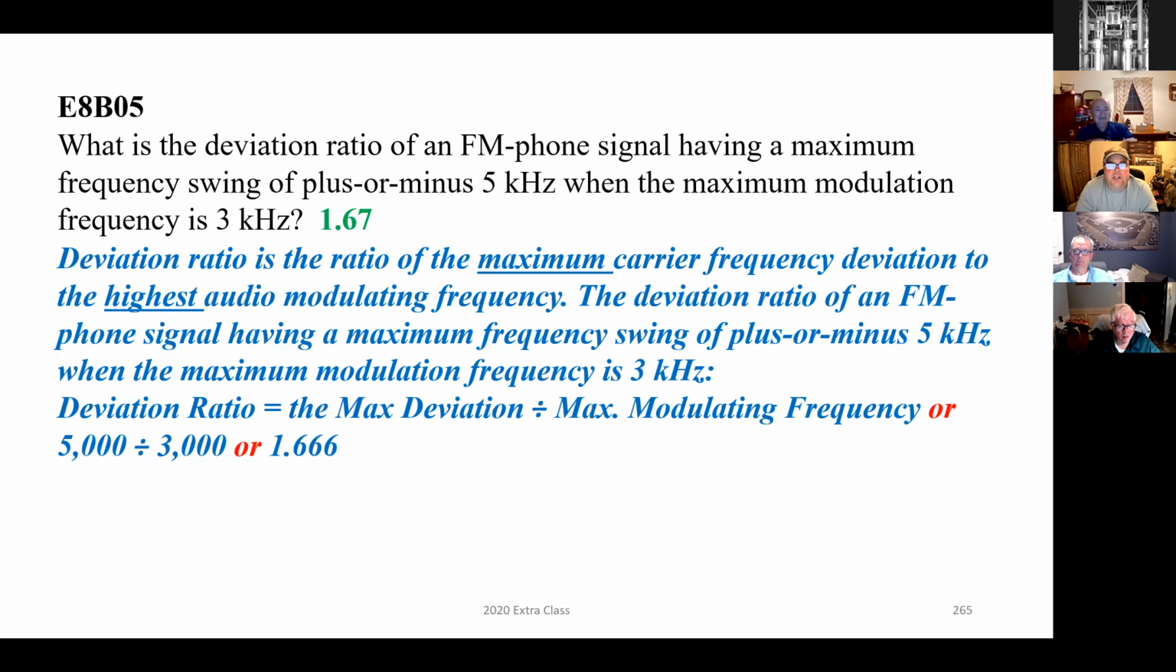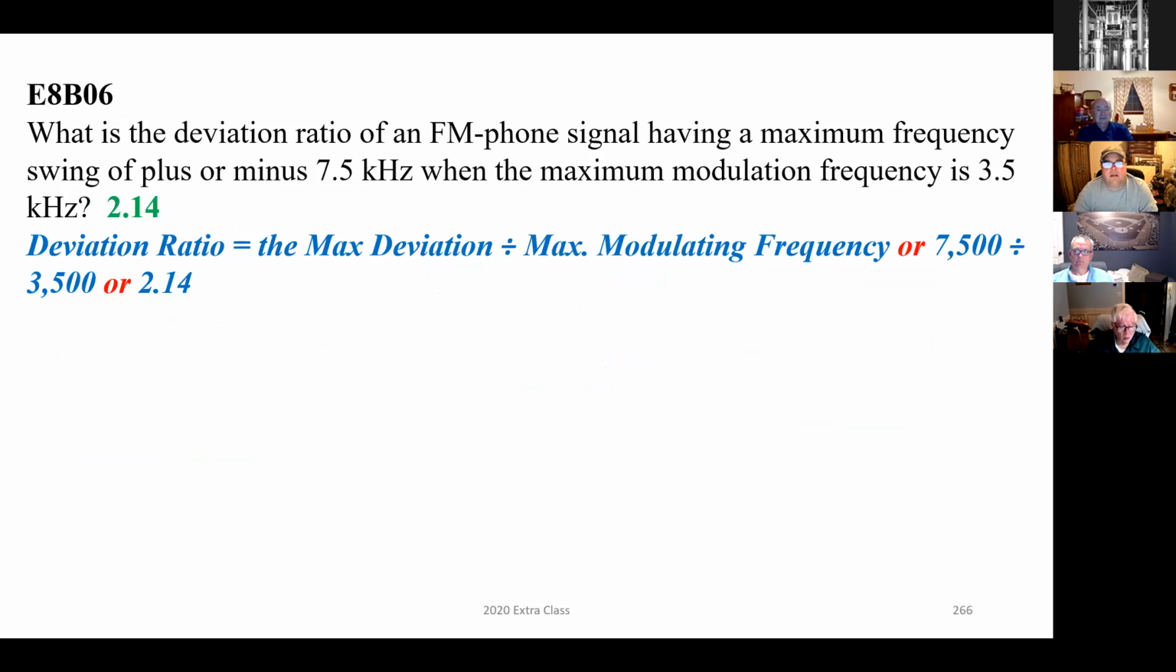What is the deviation ratio of an FM phone signal having a maximum frequency swing of plus or minus 5 kilohertz when the maximum modulation frequency is 3 kilohertz? 1.67. What is the deviation ratio of an FM phone signal having a maximum frequency swing of plus or minus 7.5 kilohertz when the maximum modulation frequency is 3.5 kilohertz? And it's 2.14.